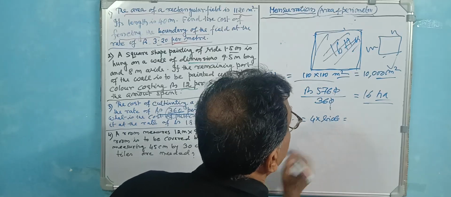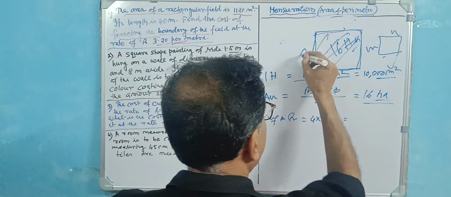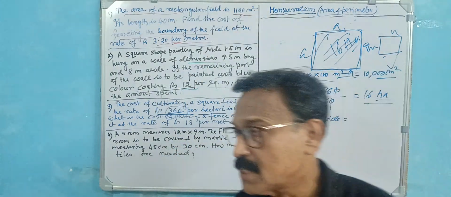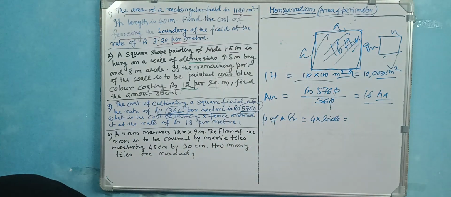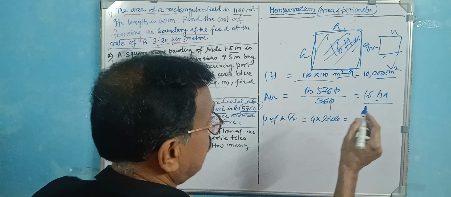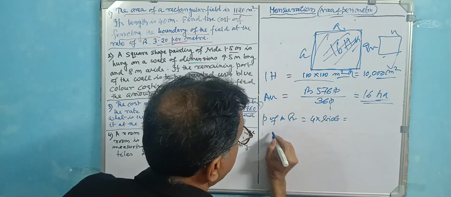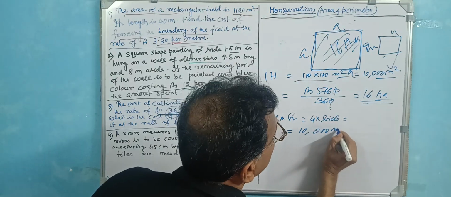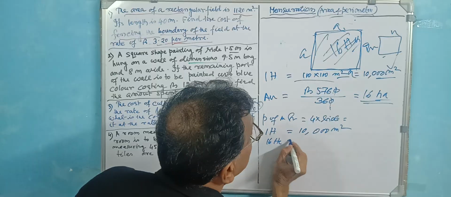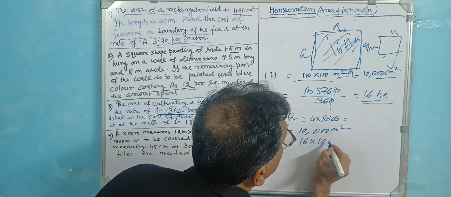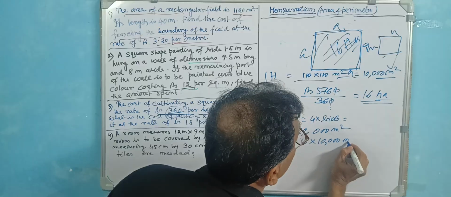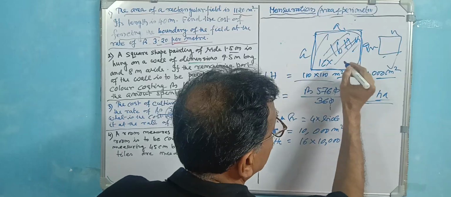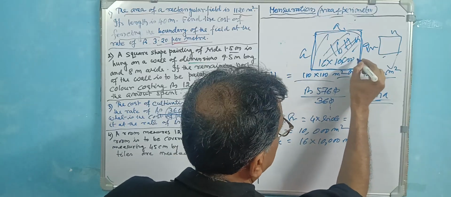So first find out the side, that means A. From the area, you find out the side, in case of a square, you know. So first you convert this hectare to meters. 1 hectare is equal to 10,000 meter square. So 16 hectares is 16 into 10,000 meter square. That means this is the total area.